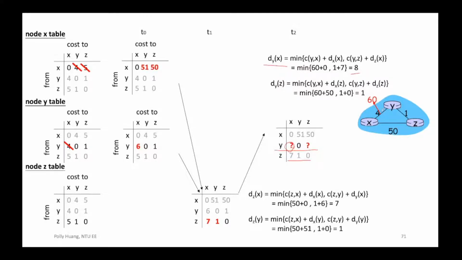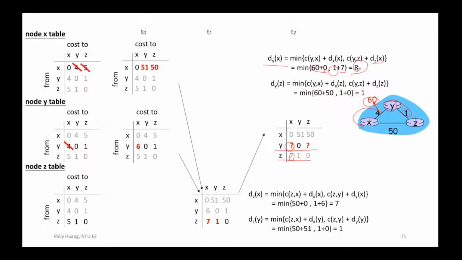Let's look through it again. From y to destination x, through neighbor x, neighbor z. Link costs 60, link costs 1. dxx, 0. dzx, look up the table. z's x, 7. 7 here. So, wow, we get 8.